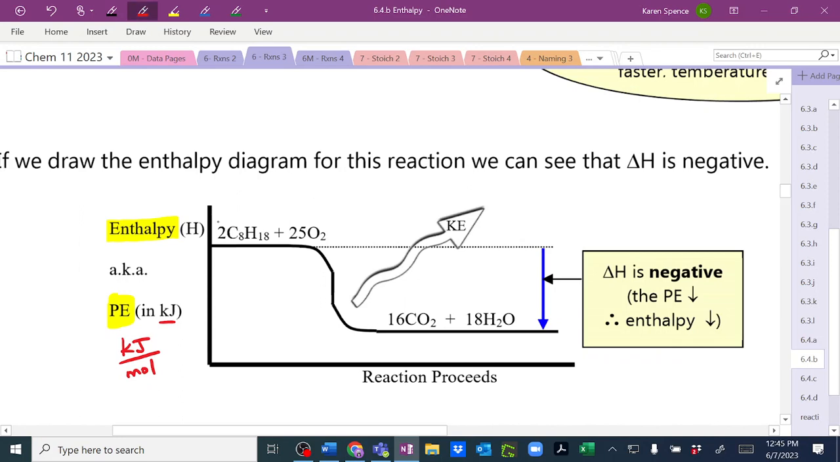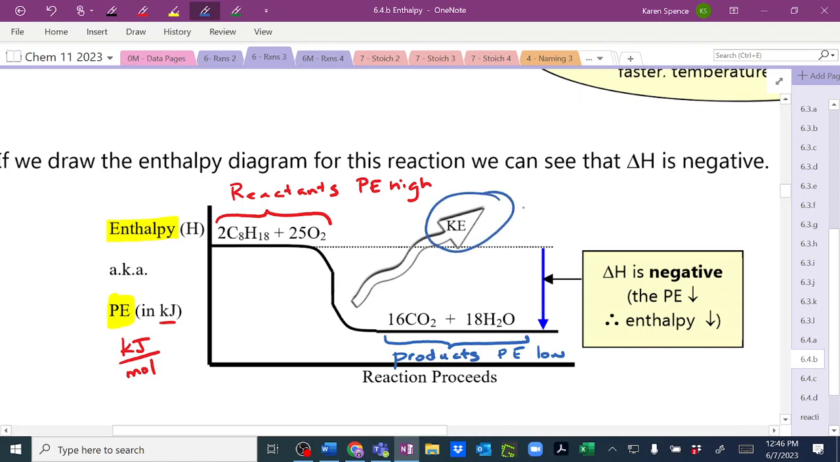So here we have our gasoline and our oxygen. Are those the reactants or the products? The gasoline and the oxygen. Those are our reactants, yep. And what can you say about their potential energy? Is it high or low? Potential energy is high. Down here, we have our products. And the potential energy is low. And you know what else is a product? The kinetic energy.